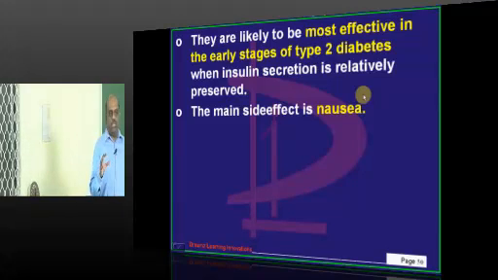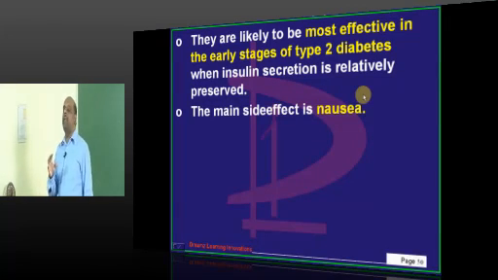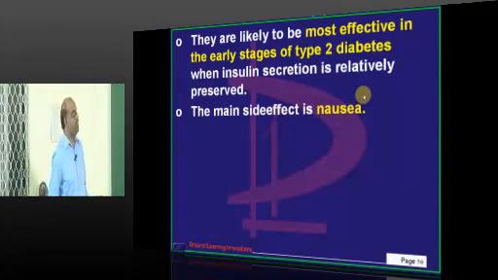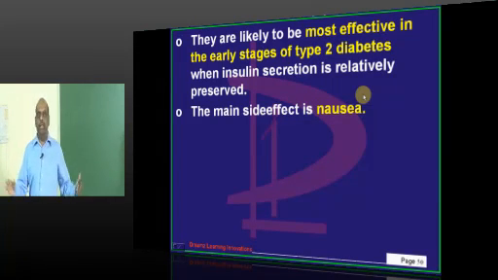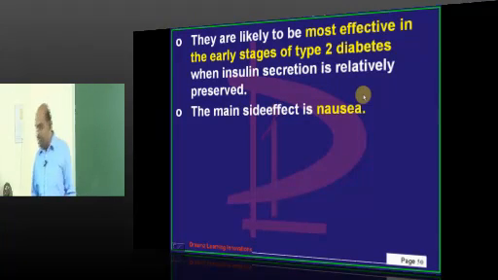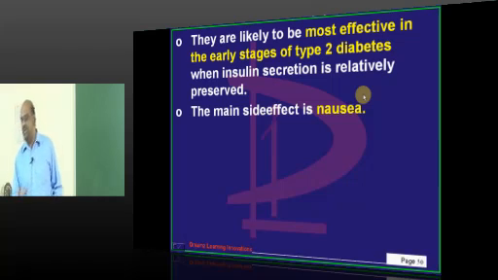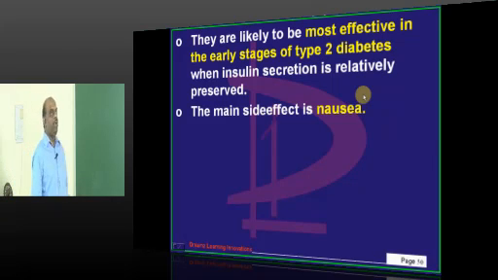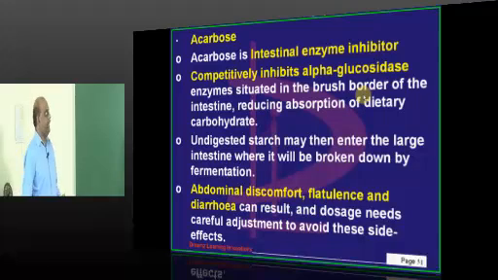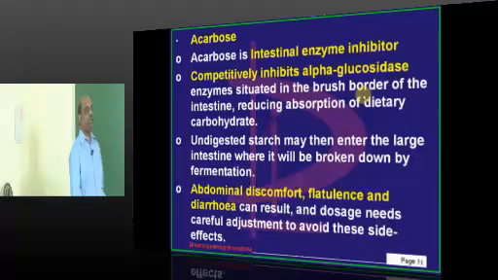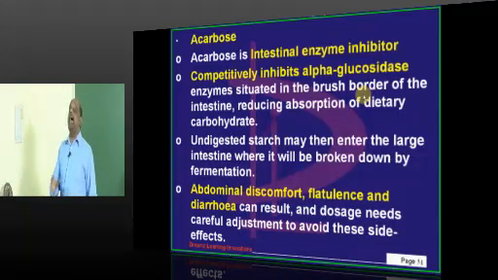So in which group of people is this very good? Those who have early stages of type 2 diabetes, in whom the insulin secretion is still relatively preserved. In them these drugs are very, very effective. But the main side effect of sitagliptin etc. is nausea. Now the next important drug would be acarbose.